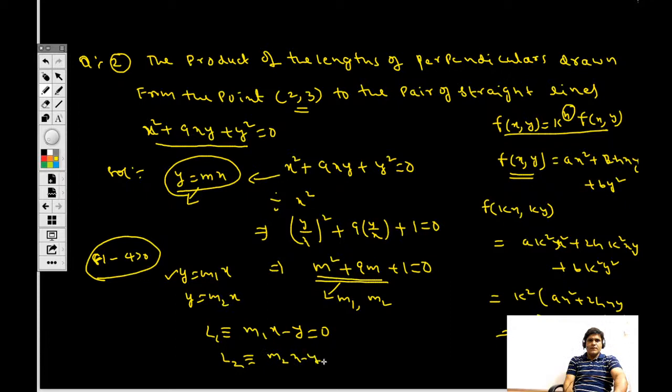m2x minus y equals 0. These are the two lines represented by this pair of lines, which passes through the origin. So now, what is the question?